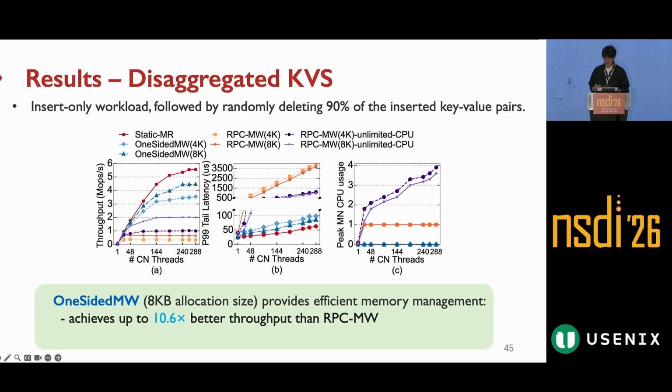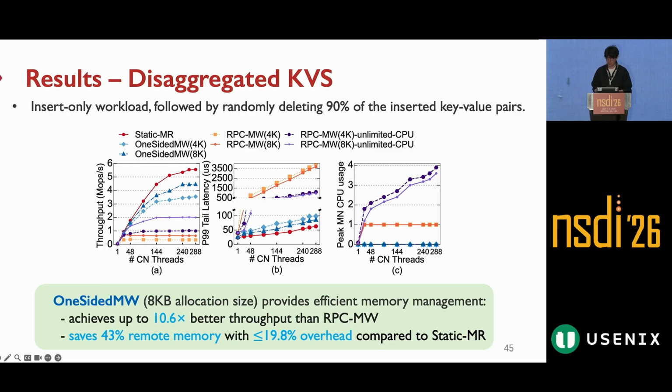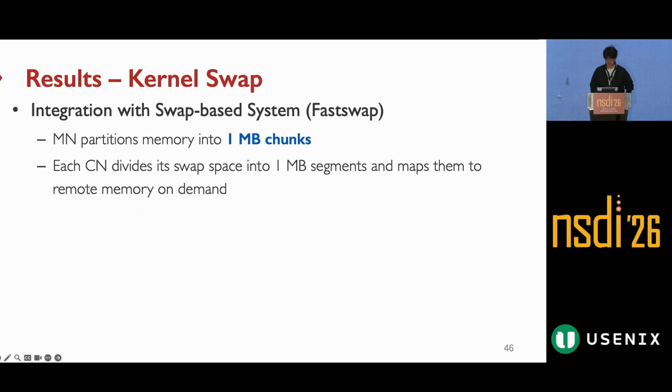Compared to static MR, which uses coarse-grained allocation, one-sided memory window with 8 KB allocation granularity can save 43% of memory after randomly deleting 90% of key-value pairs, while introducing at most 19.8% performance overhead. We also integrate one-sided memory window with FastSwap, a state-of-the-art kernel swap-based disaggregated memory system.